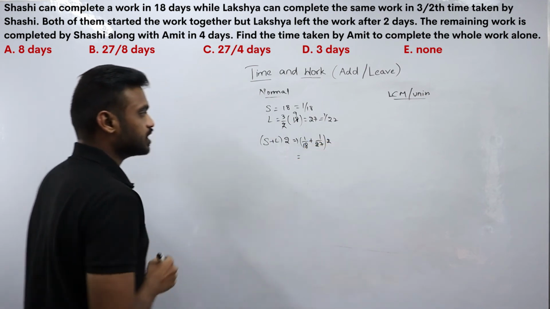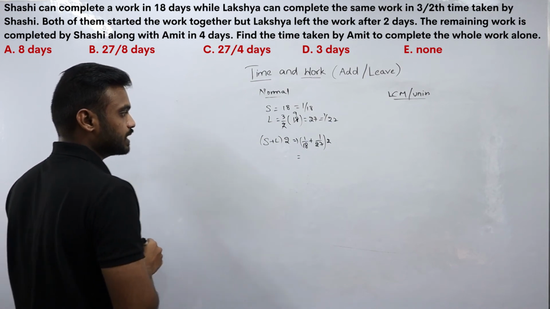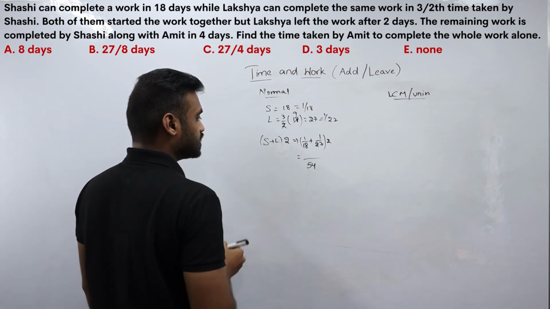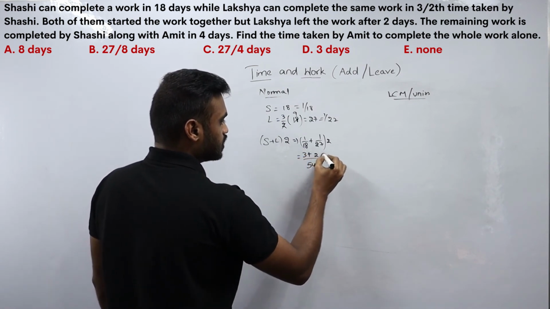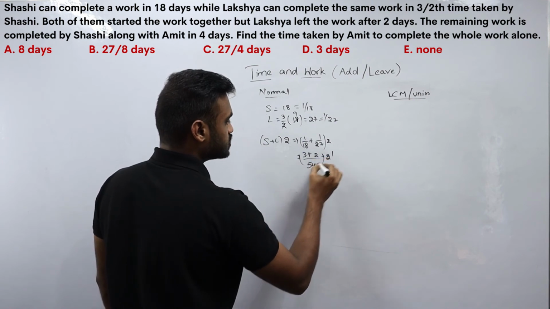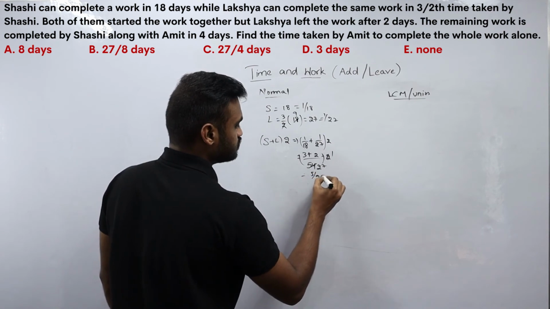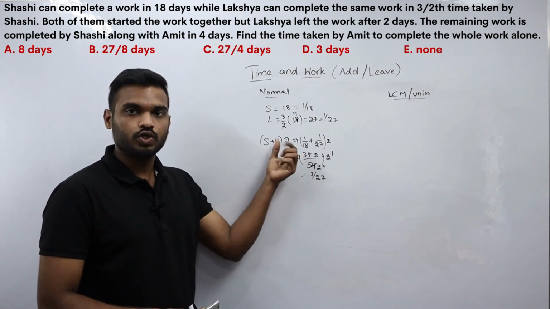The LCM of 18 and 27 is 54, and 54 is divisible by 18. So 1/18 into 54 will be 3, plus 1/27 into 54 will be 2, into 2. That is 5/27. So this is the work that was completed by Shashi and Lakshya by working for 2 days.